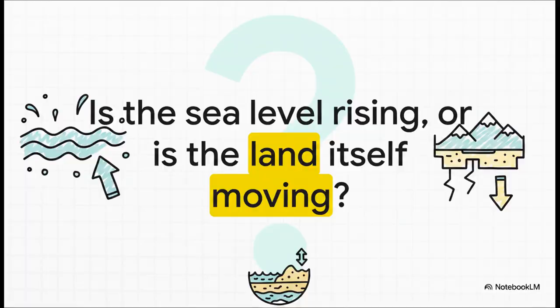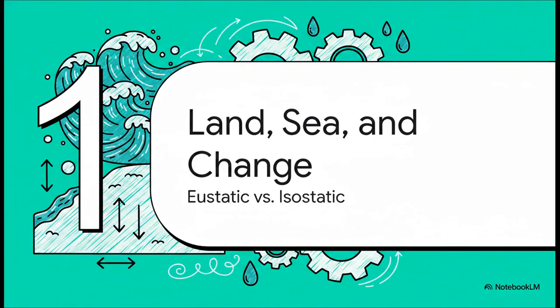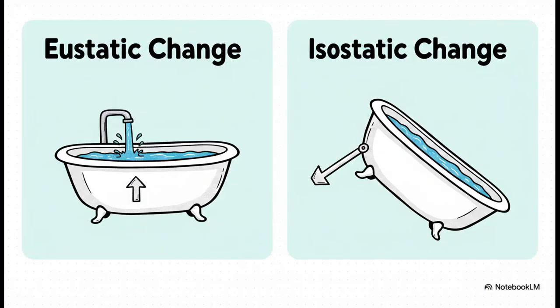It's both. To get our heads around how both can be true at the same time, we've got to look at two major processes. They sound a bit technical, but they have different causes, and together, they're the architects of our coastlines. Okay, so on one side you have what's called eustatic change. This is the big picture, global one. It affects the total volume of water in all the oceans. The easiest way to think about it is like adding more water to a bathtub. The level just rises everywhere, simple as that.